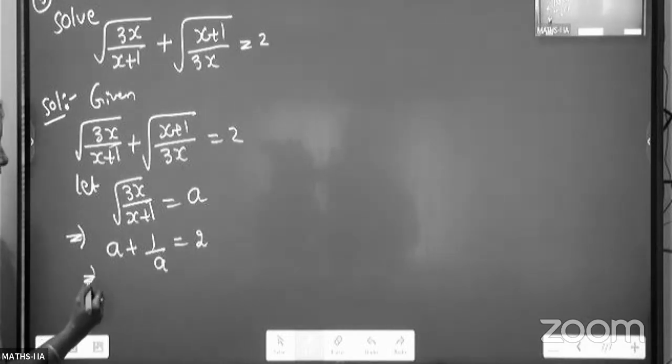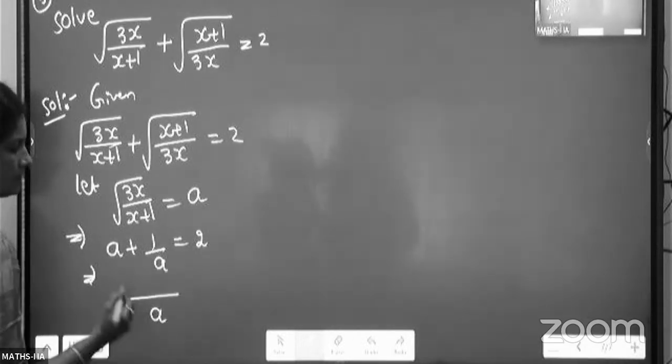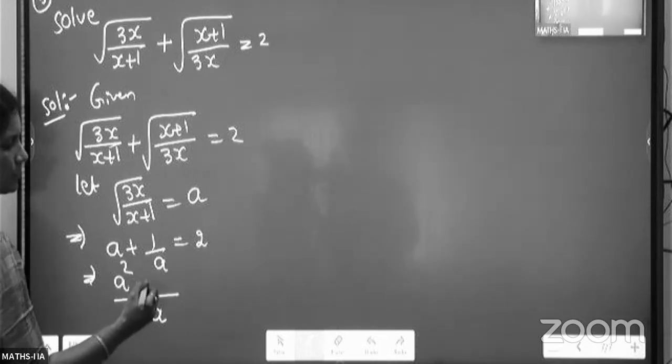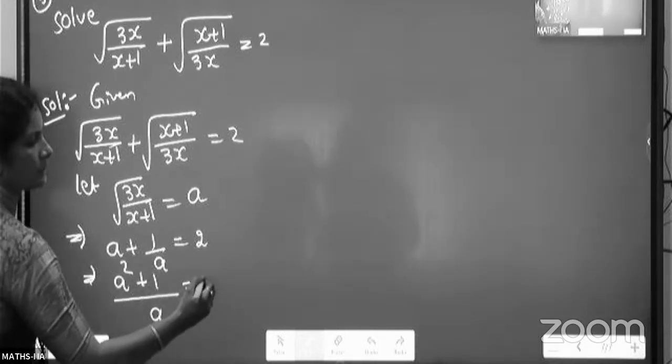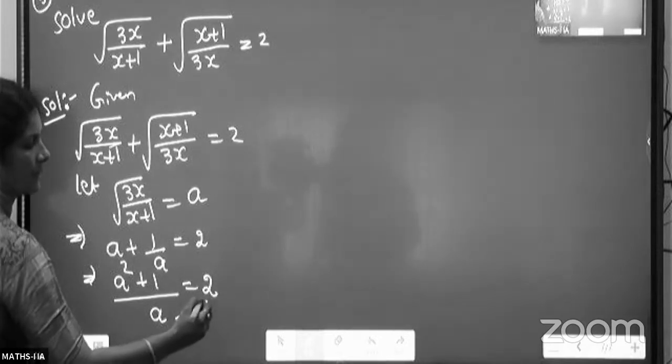Now, take LCM. a is the LCM. Here, what do you get? a square plus 1 is equal to 2a. Now, cross multiply.